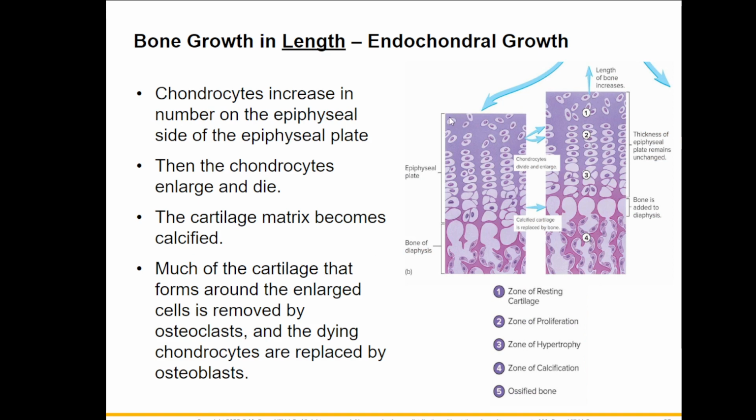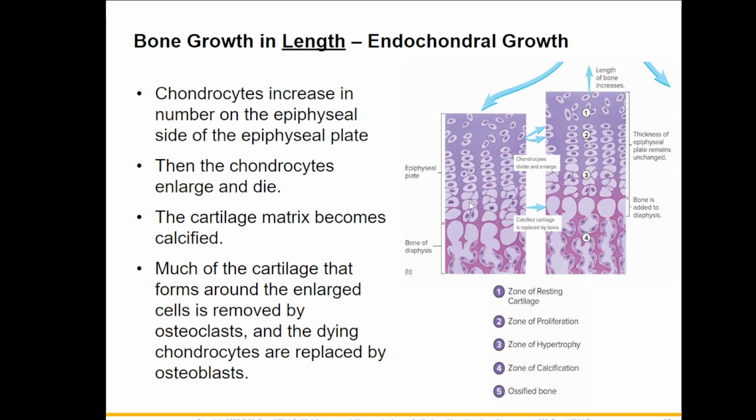So first, it begins here. This is the cartilage, the purple part. You will see chondrocytes increasing in number. So more chondrocytes are trapped inside the cartilage. As you can see, they are multiplying. And then, these chondrocytes will enlarge and they will die. So as you can see here, the cells will start to increase in size and they lose their nucleus, meaning they have already died.